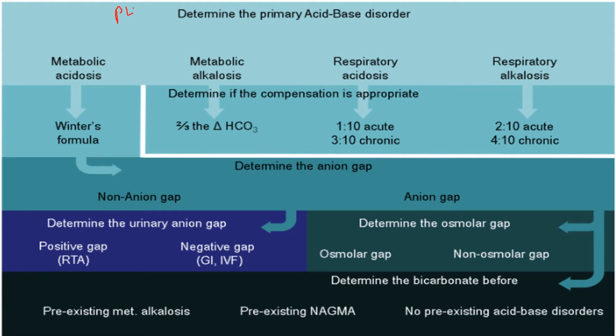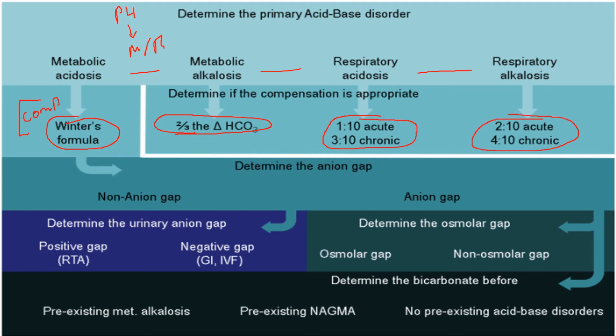First we looked at pH, right? Then we looked at metabolic or respiratory, and now we're here. Once we've gotten to this level, we go to the next level, which is compensation, which I'm going to write as comp. For each of these, the compensation is calculated in a different way. For metabolic acidosis, you calculate compensation with Winter's formula. For metabolic alkalosis, compensation is calculated with 2/3 of the change in bicarb. And then for respiratory acidosis and alkalosis, we have these ratios that I'm going to explain in the next slide.